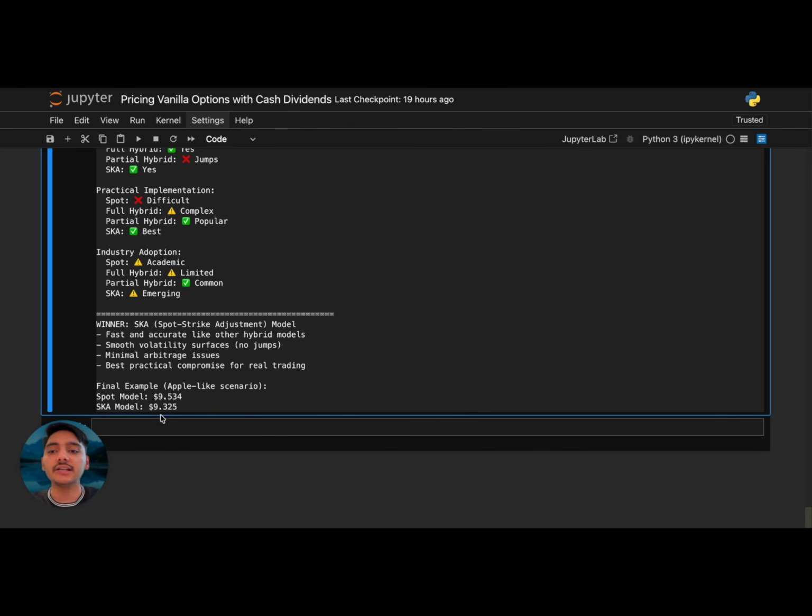The final example is the Apple scenario. The spot model gives 9.534 and the SK model gives 9.325. And now here's the bottom line. The Wall Street 50-year-old problem can be solved by the SK model, which gives the maximum accuracy. If you're managing option portfolios, coding pricing libraries, or interviewing for quantitative roles, understanding these differences gives you a real edge. Most people don't even know these problems exist.